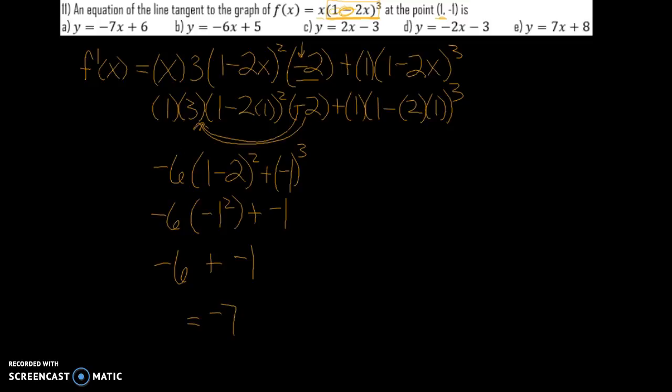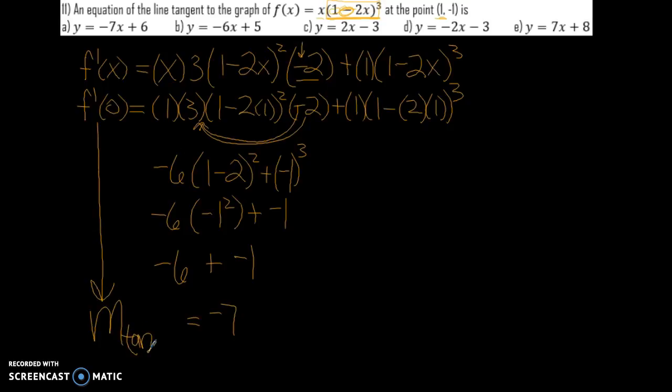Okay, and be sure to also show the notation of what you did. Okay, so what we did all the way down here. This gives us the slope of the tangent line.